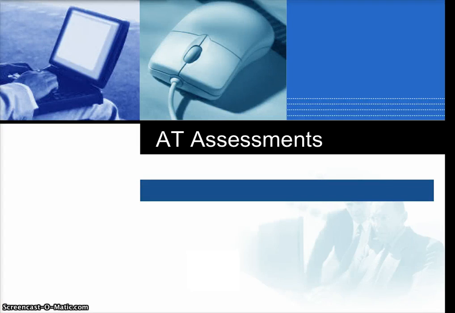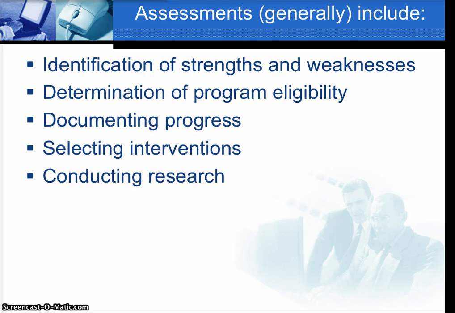Okay, so let's take more of a concrete approach to looking at AT assessments and how we gather information. So assessments generally include identification of strengths and weaknesses, determination of program eligibility, so whether a student would, say, qualify for special education services in which category, if it's a categorical system in the school district. Documenting progress, so how well the student's doing, related to some criteria. Selecting interventions, and finally conducting research.